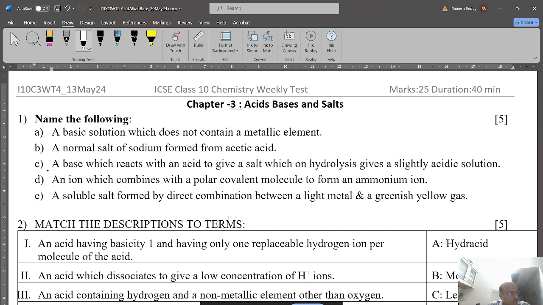Now you have to go to the greenish yellow gas. Which is the greenish yellow gas? It is nothing but chlorine. And they will directly form a salt. I told you what is meant by a direct combination: one element combines with another element to form a salt directly. That is, aluminium plus chlorine will form aluminium chloride. Aluminium chloride is a metal chloride. Metal chloride is a salt.